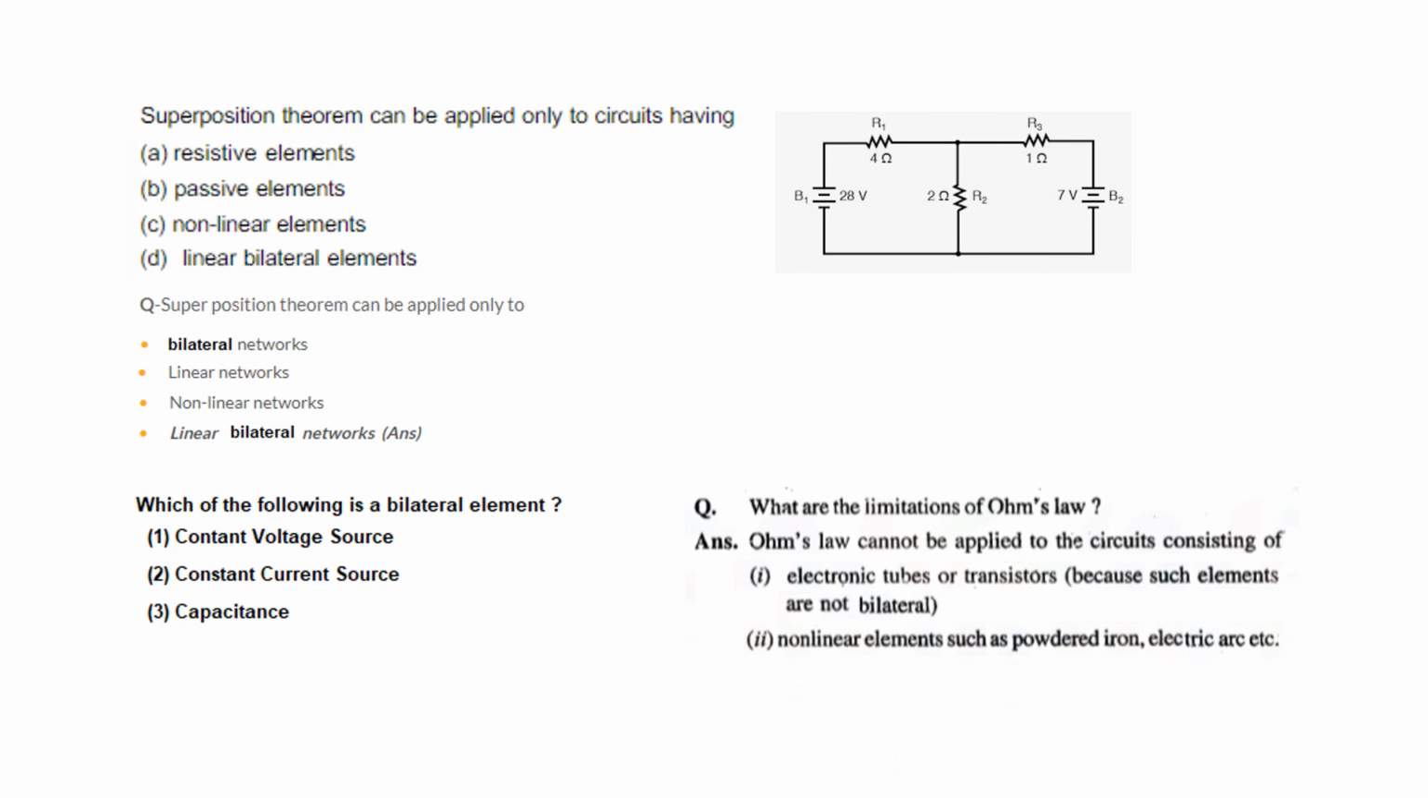And there is another question. What are the limitations of Ohm's law? The answer is Ohm's law cannot be applied to circuits consisting of electronic tubes or transistors, because such elements are non-bilateral, that is, they are unilateral. So Ohm's law is only applicable to bilateral elements. And the other limitation is that non-linear elements, such as powdered iron or electric arc, etc., cannot follow Ohm's law. So I hope this short video gives you some idea about the bilateral network and unilateral network.